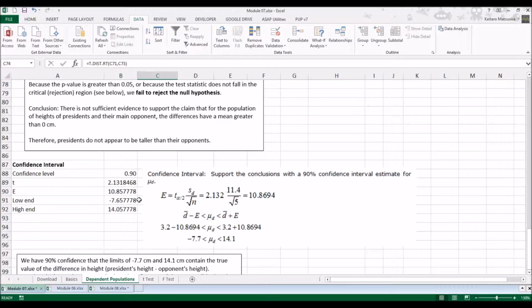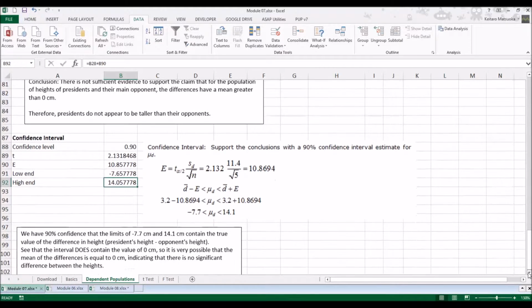So confidence level is set as 0.90. We figure out the t, and using that t, we come to the margin of error to be this number, following this formula. And the low end will be d bar minus e, so d bar from above minus e, this number, and then d bar from above plus e. And the interval will be somewhere between negative 7.7 centimeters and 14.1 centimeters.